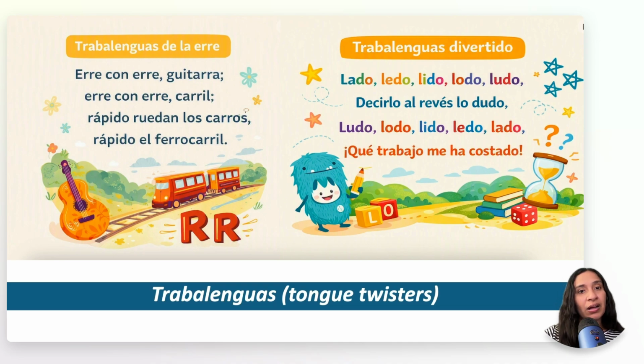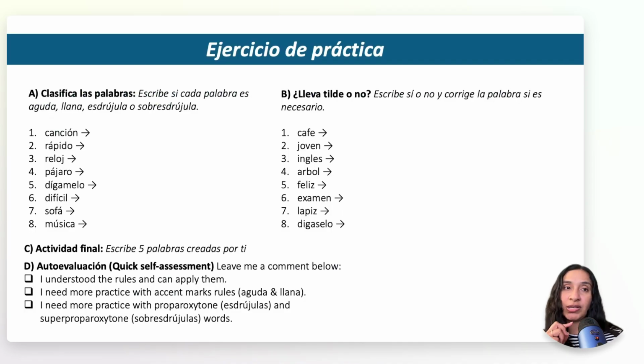And we have the last activity, which is about evaluating, self-assessment, right? So you're going to evaluate what you have learned. Here we have 3 activities plus a quick self-assessment. In the first one, it says clasifica las palabras, so you're going to classify the words. You're going to write if they are palabras agudas, llanas, esdrújulas, or sobresdrújulas, according to what we have learned in this video.